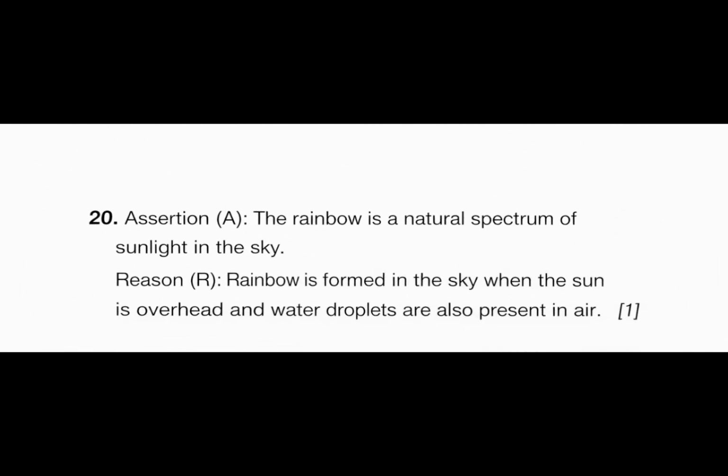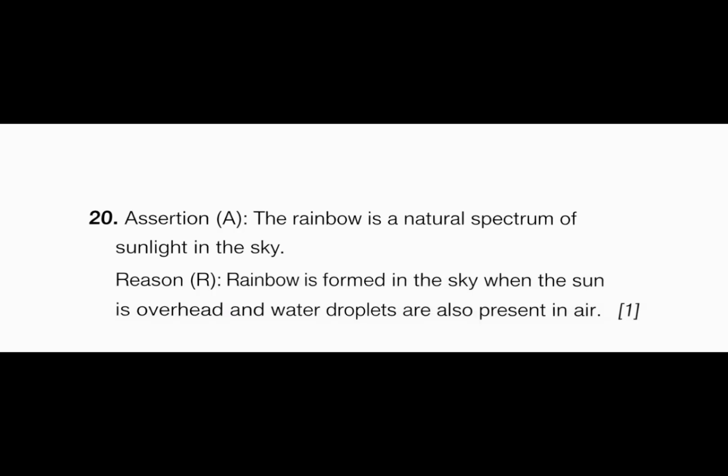Okay. Now let us move on to the next question. Assertion and reason type questions. Assertion what they given? Rainbow is the natural spectrum of sunlight in the sky. Reason, a rainbow is formed in the sky when the sun is overhead and water droplets are present in the air. Now, the options given are option A, both A and R are true, R is the correct explanation of A. Option B, both A and R are true, but R is not correct explanation of A. Option C, assertion is true, but reason is false. Option D, assertion is false, but reason is true.